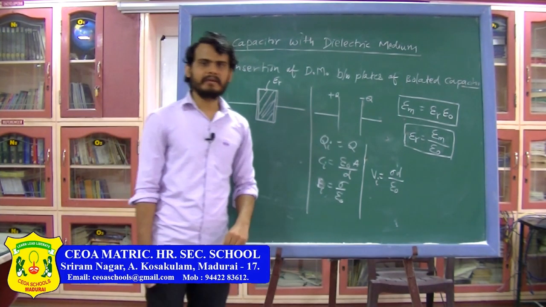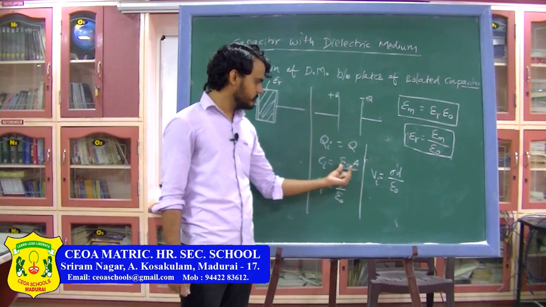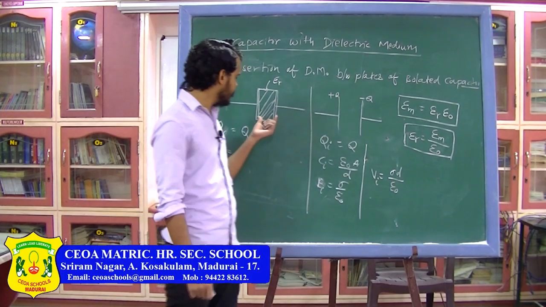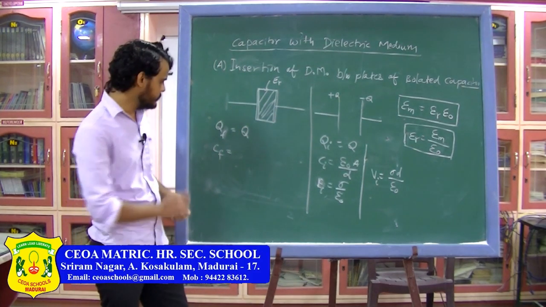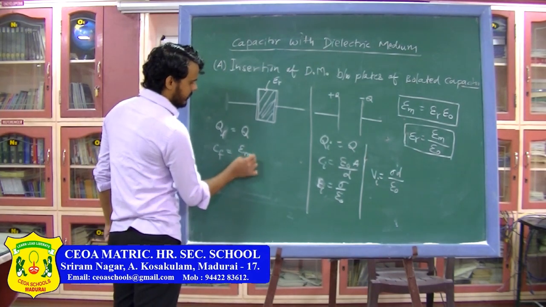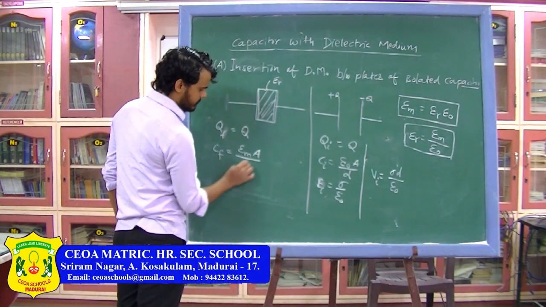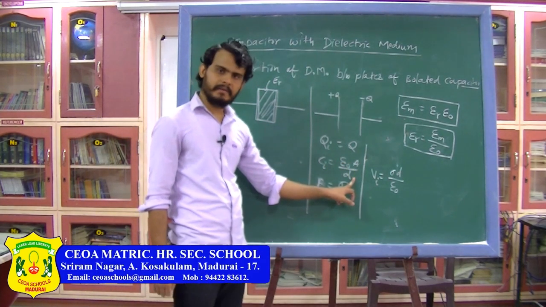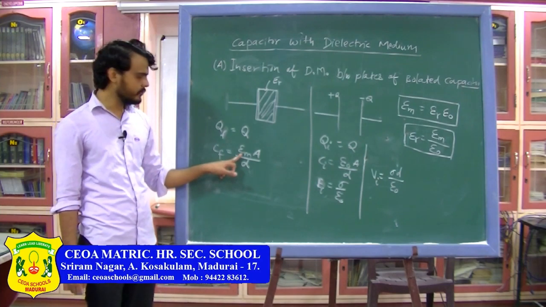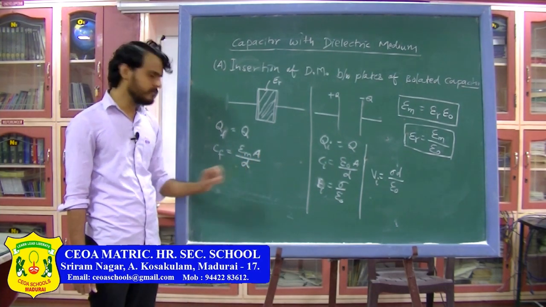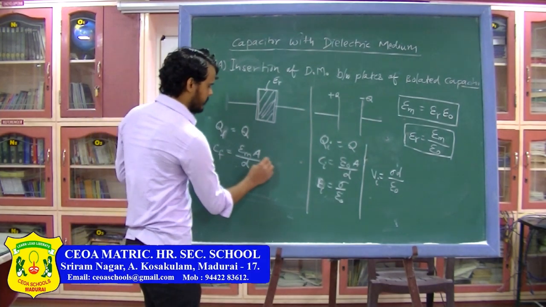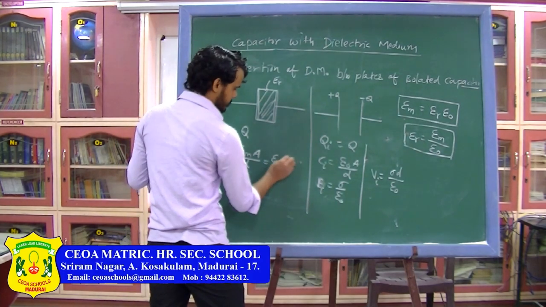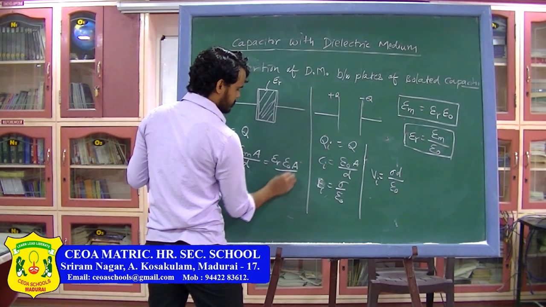Initially the medium between the capacitor plates was vacuum, so initial capacitance was epsilon naught A divided by D. Now we have inserted another medium with relative permittivity epsilon r, so I can write final capacitance as epsilon m A divided by D. Remember the capacitance is permittivity of medium times area divided by D. So here permittivity of medium I can write epsilon m, area of the plate is A, distance between the plates is D. Epsilon m is equal to epsilon r epsilon naught A divided by D.